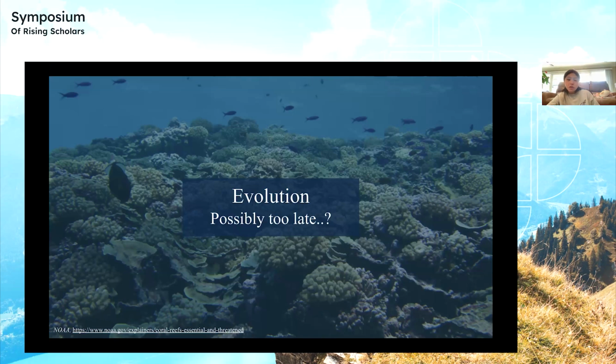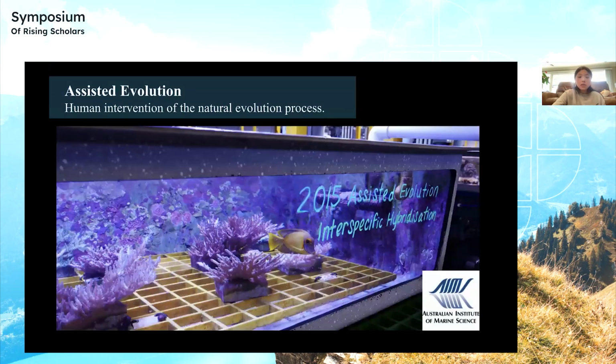Thus, evolution will not be happening very frequently. So the solution scientists pose is assisted evolution, where it is a human intervention of the natural evolution process, where the goal is to accelerate evolution. And there are many ways researchers approach this method.